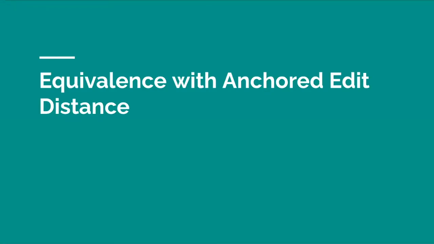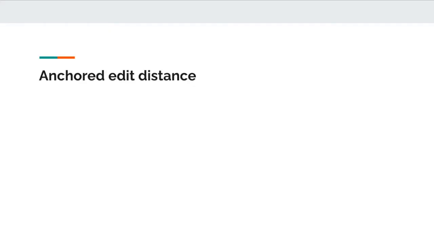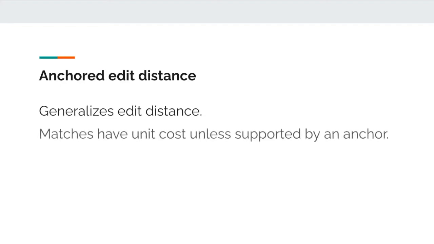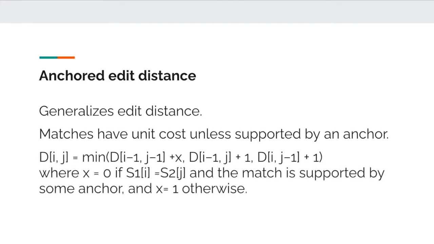Okay, our second main result is proving the equivalence between collinear chaining under the cost function that we use and a generalized form of edit distance we call anchored edit distance. In this generalized version of edit distance, exact matches that are not supported by an anchor will incur a unit cost. Now this results in the dynamic programming solution written here. The only difference between this and the usual edit distance dynamic programming is that the x variable written here is 0 only when both an exact match occurs and that match is supported by an anchor.